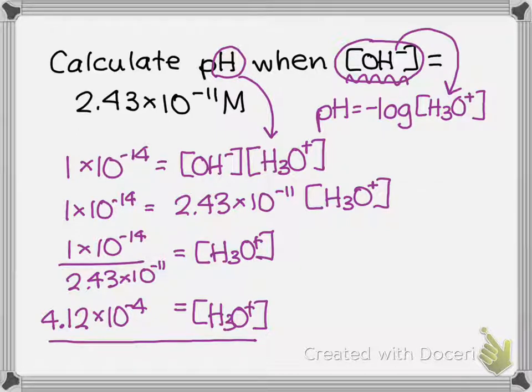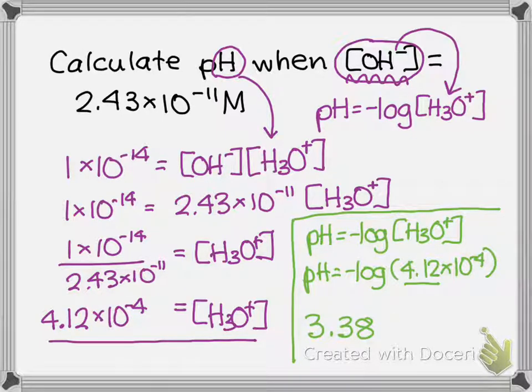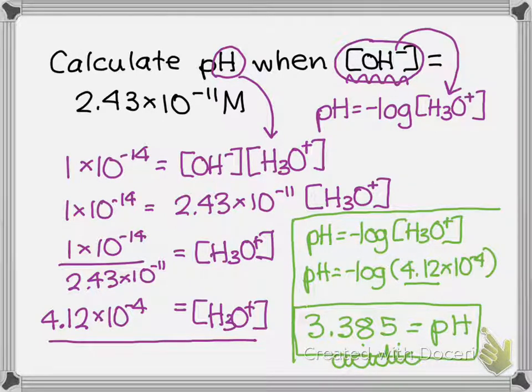So I guess I wanted to point this out just so you read your problems carefully. So now I can say pH equals the negative log of the acid concentration. So pH equals the negative log of 4.12 times 10 to the negative 4. Plugging it into my calculator, I get, and I'm going to do 3 past the decimal, 3.385 equals my pH. So this solution, from the pH, I could tell you that this solution would be an acidic solution.